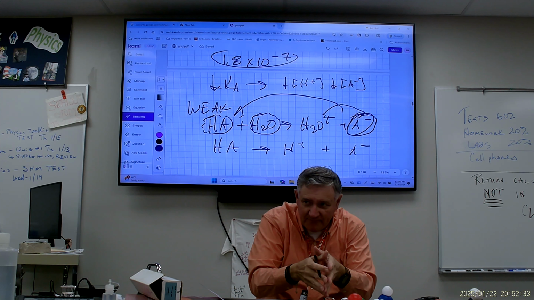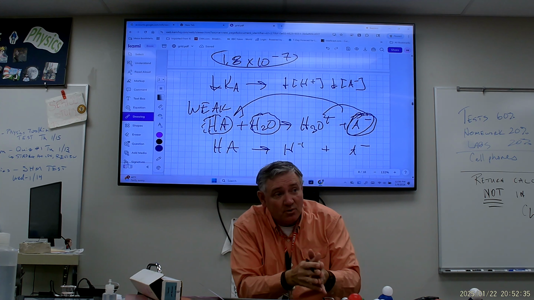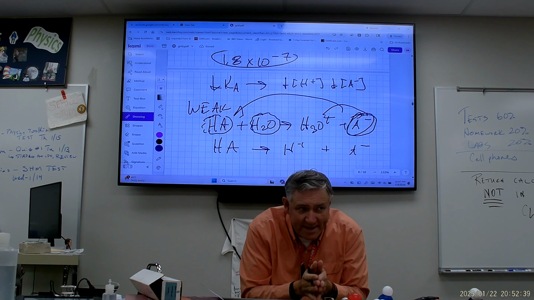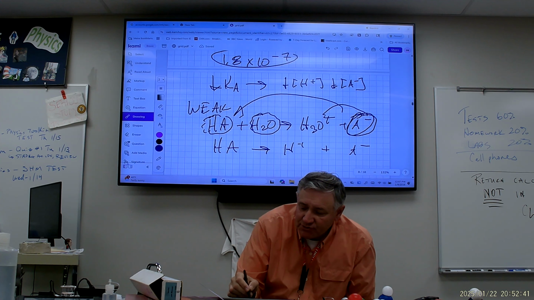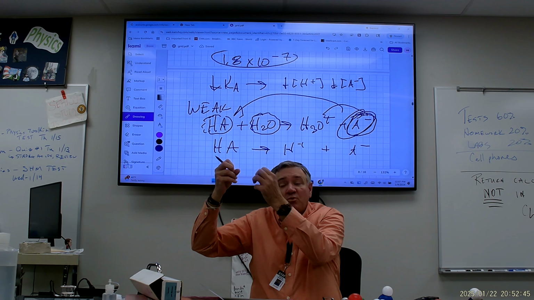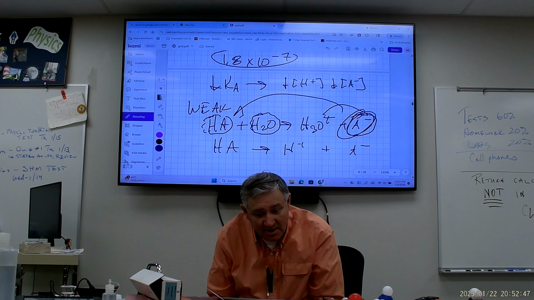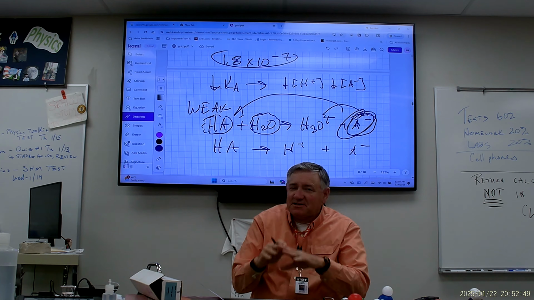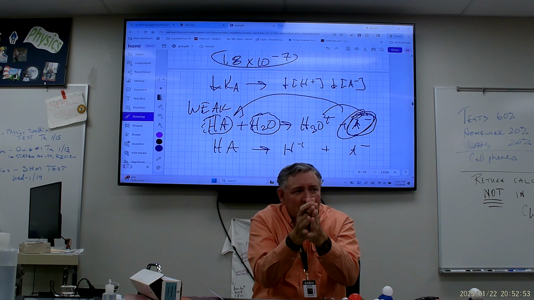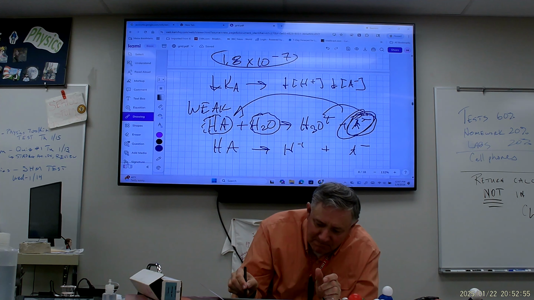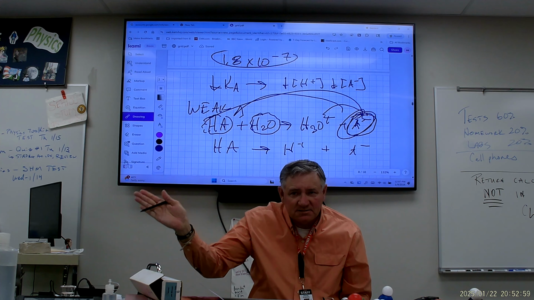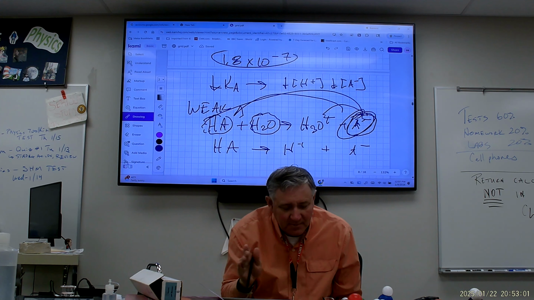But if you have a situation where you have a weak acid, and here's the dichotomy. Weak acids have strong conjugate bases. And that's what allows that to happen. So you separate it, but it goes, man, oh, I feel so alone. And it's not liking it. So it goes back to the molecular form. So this is the dichotomy.